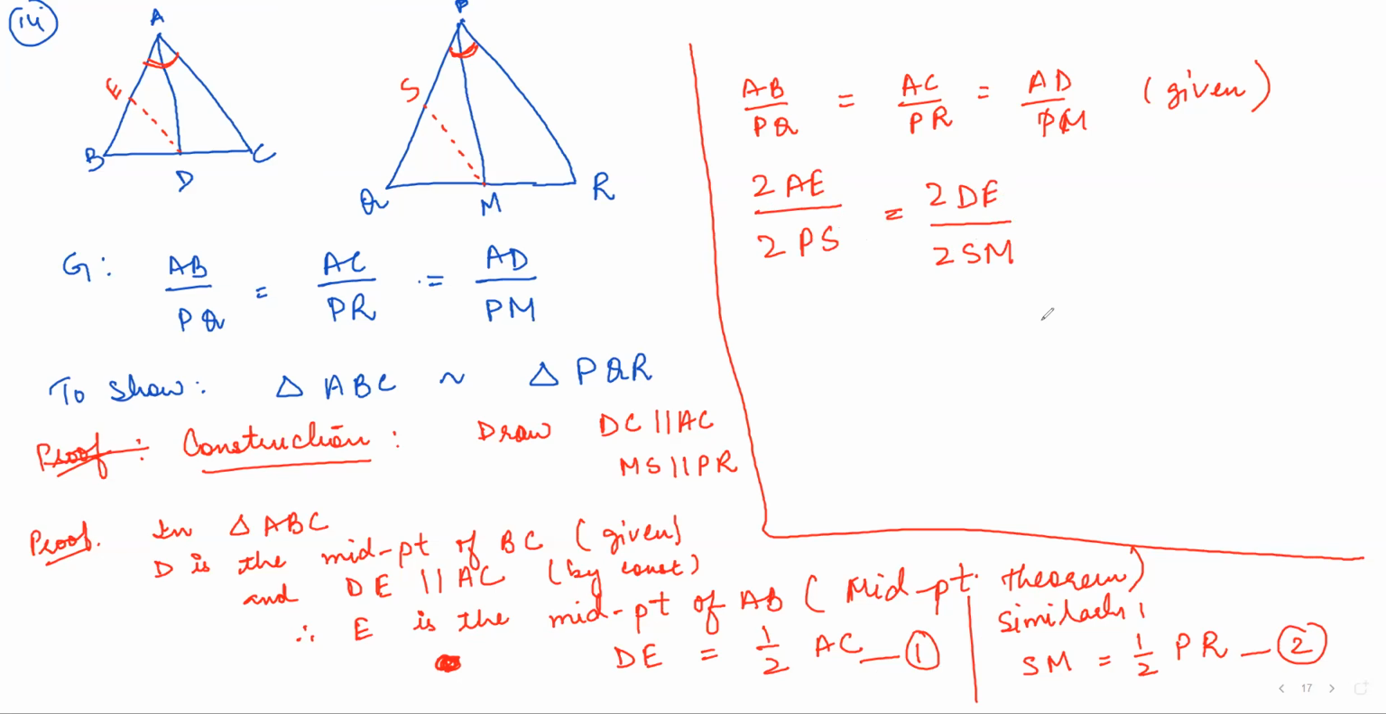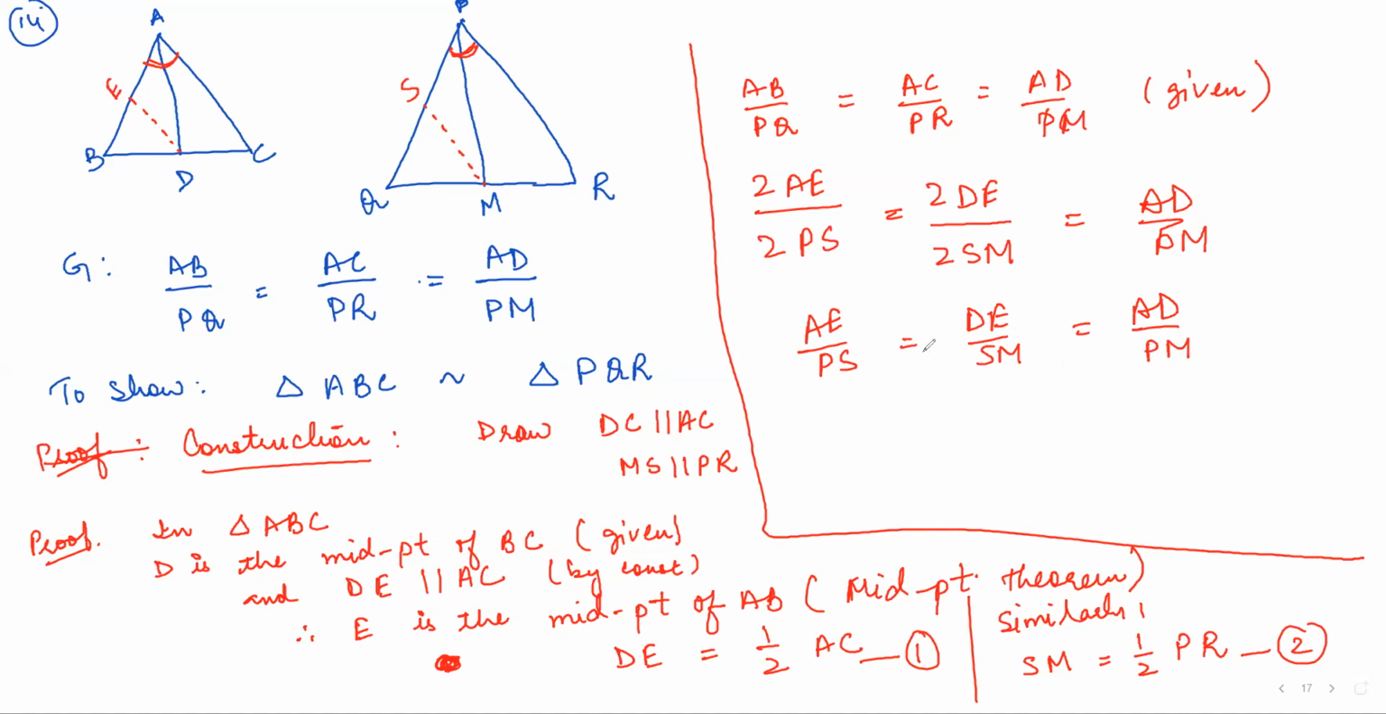Okay. AD and PM is the same. And AD by PM is same. Okay. Now you just remove this 2. So what you get, AE by PS is equal to DE by SM is equal to AD by PM, right?